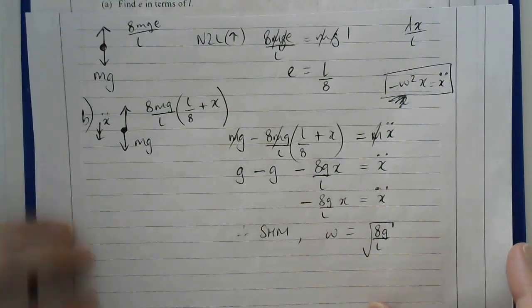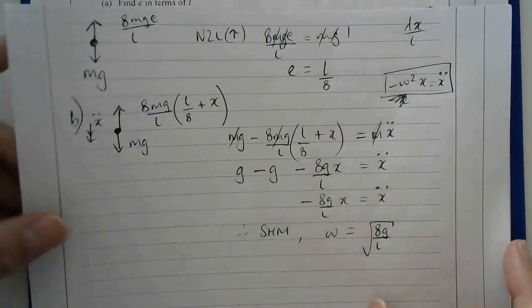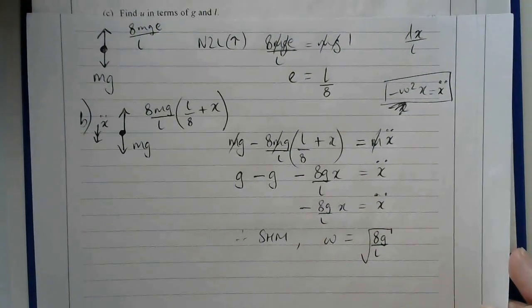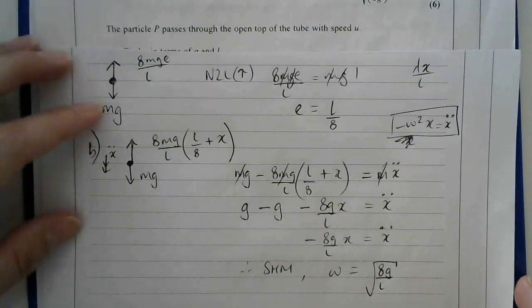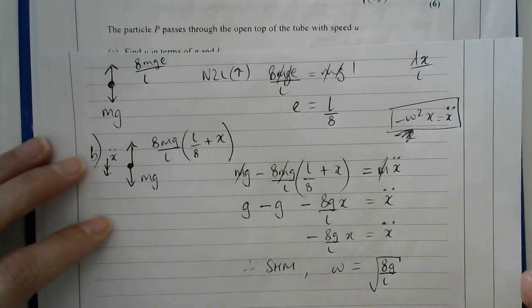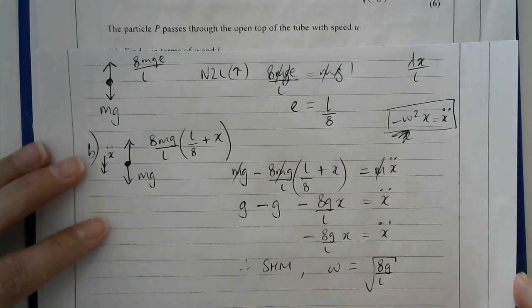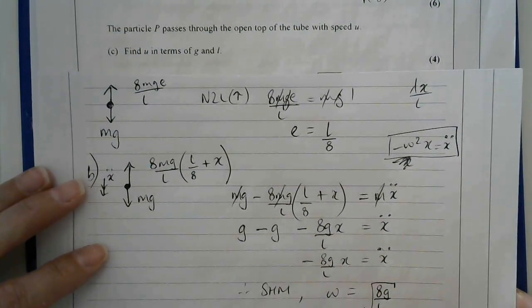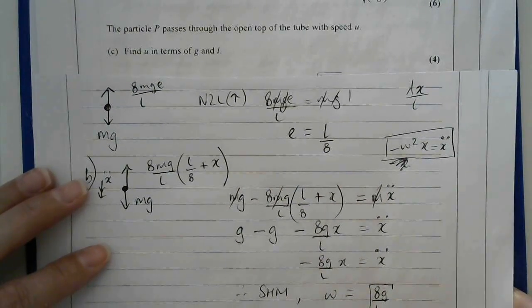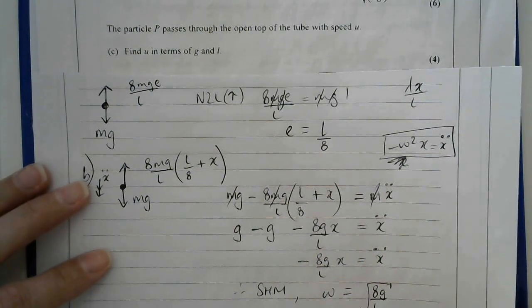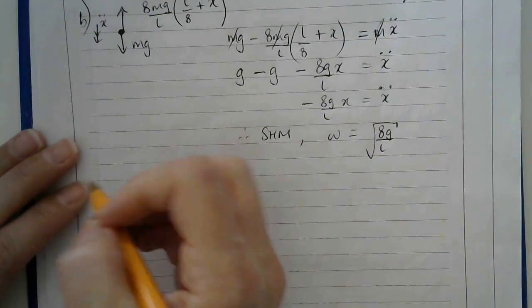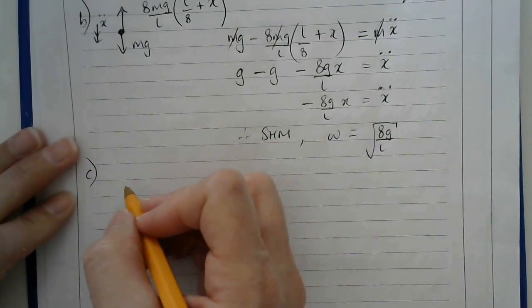Okay, so that is worth 6 marks. Then it says the particle passes through the open end, the open top of the tube, with speed u. Find u in terms of g and L. Well, let's just get these distances clear.